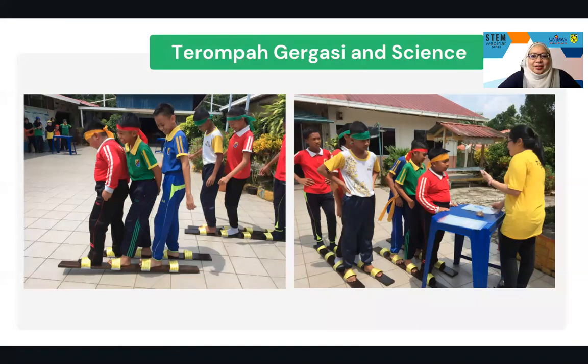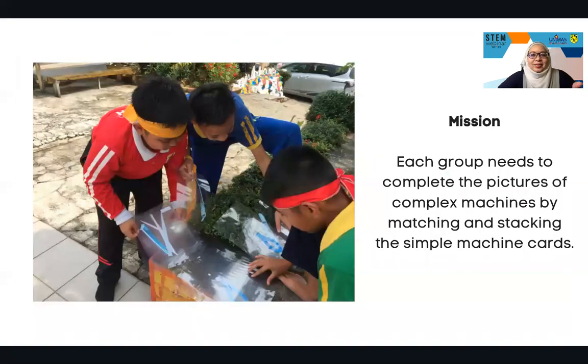So we put the students in teams. They would go to a checkpoint. Once they get to the checkpoint, they will get questions, and once they are able to answer the questions, they will get the cards. So they will be collecting these throughout. There are 3 different difficulty levels for them to answer. So the mission is for them to complete the pictures of complex machines by matching and stacking the simple machine cards. So they have to work on this collaboratively.